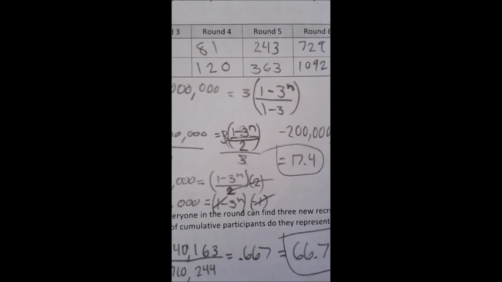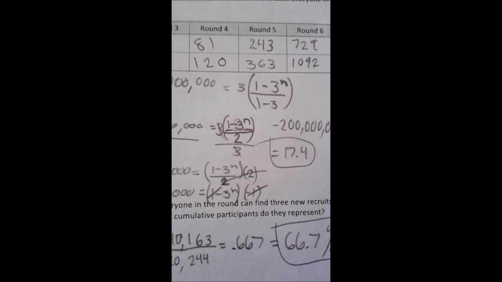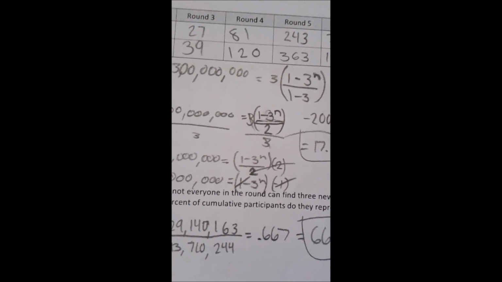And that gives us 17.4. So it takes 17.4 rounds for the entire population of 300 million people to join the pyramid scheme.